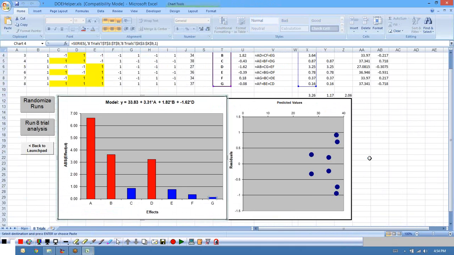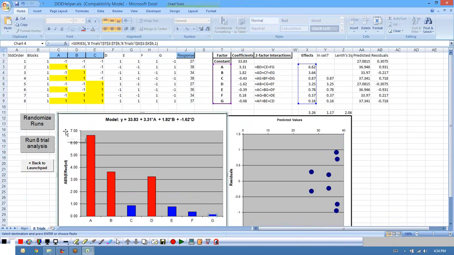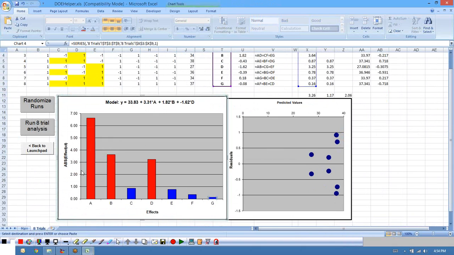Let me zoom in a little bit. It did the analysis, and it shows you all of the factors that are in the model. Now you'll notice that it has something called D. We didn't have a D factor, did we? We only had A, B, C. It has E, it has F, and it has G. Let's just hold off on what those are for just a moment, and then we'll come back to it.